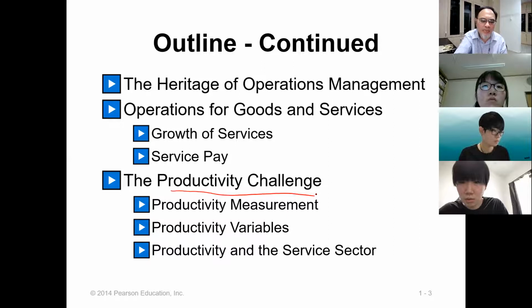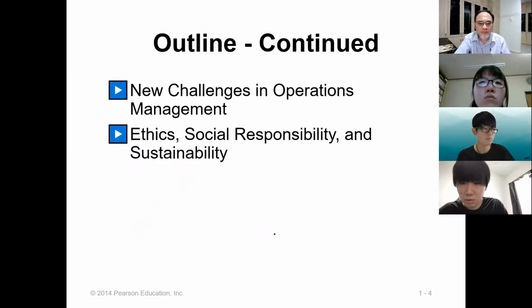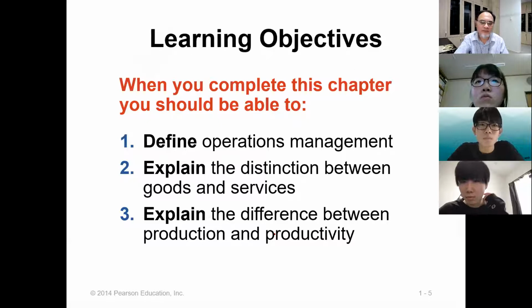Why do we need to measure productivity? What is productivity in the first place? Okay, we can define that. And then what are the variables and the relationship of productivity in the service sector as well as in all organizations. Okay, ethical issues, new challenges, operations management. So this is an overview of what operations management is.